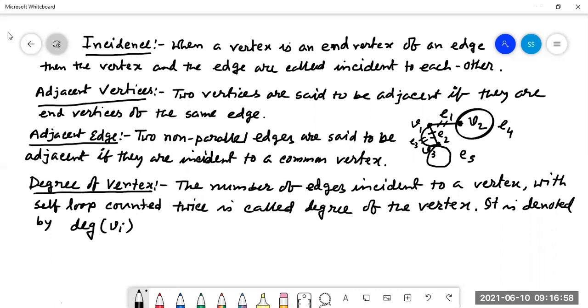Now we are going for even and odd vertices. If the degree of any vertex is even, then it is called an even vertex. And V2 is the odd vertex, as the degree of V2 equal to 3, which is odd. But in case of V3, what is the degree of V3? 4, which is even, so V3 is the even vertex. Is it clear?